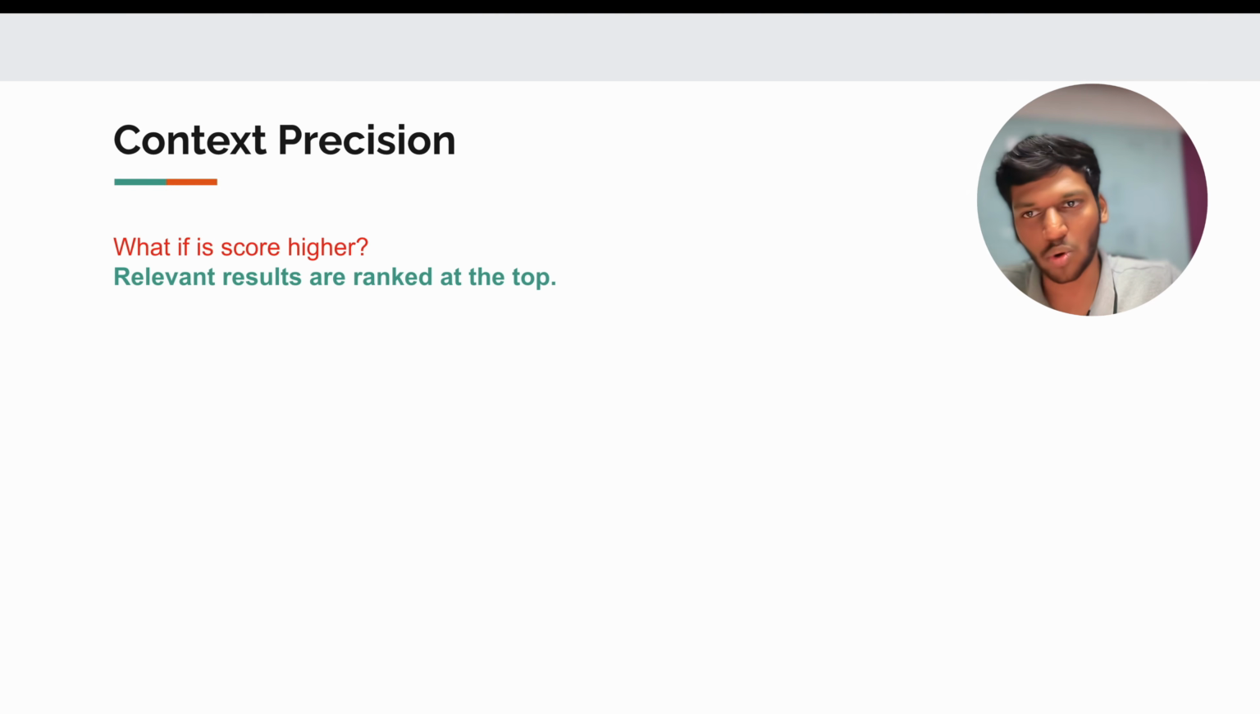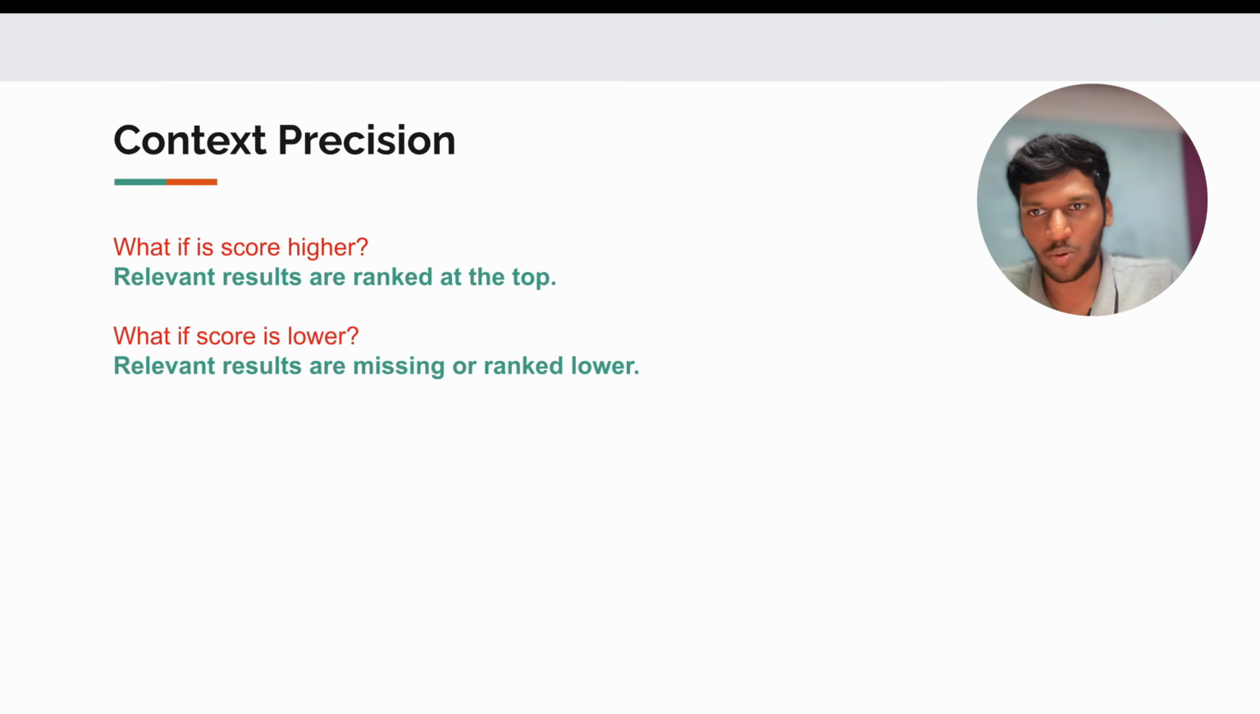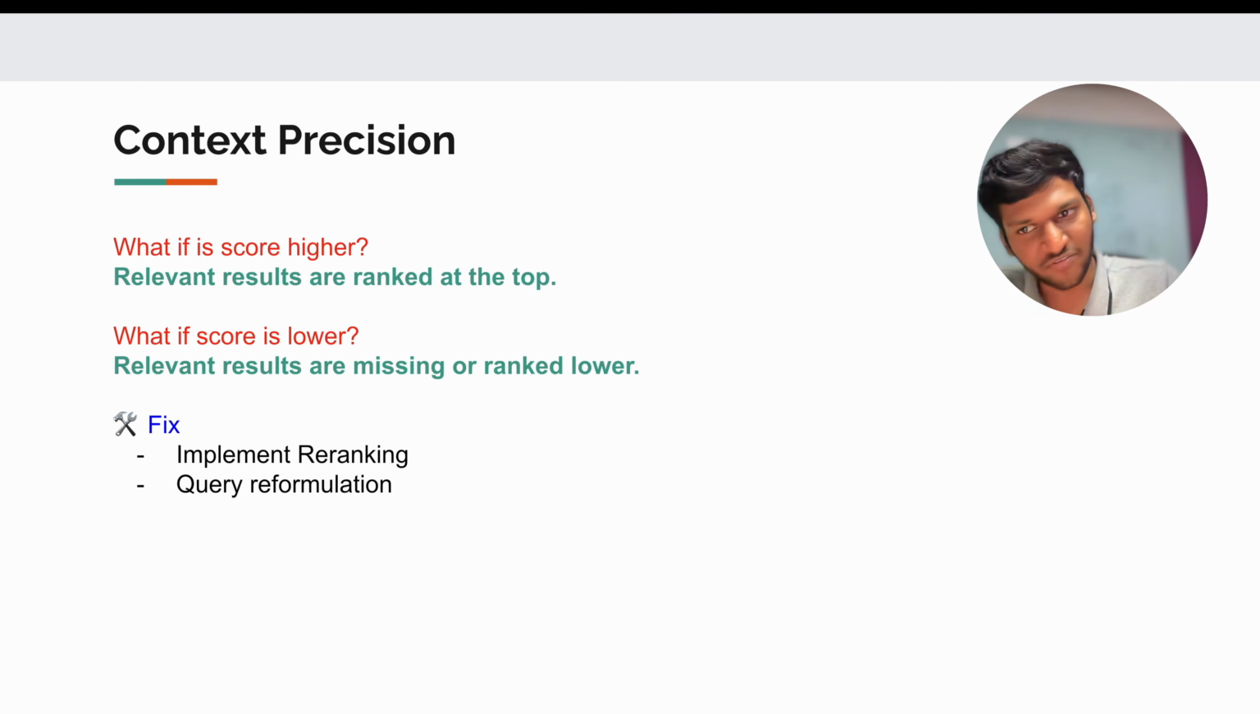So what if the score is higher? Relevant results are ranked at the top. What if the scores are lower? Relevant results are missing or ranked lower. What is the fix? Implement re-ranking, query reformulation. These both come under advanced RAG techniques. We'll see them in advanced RAG as a separate topic.